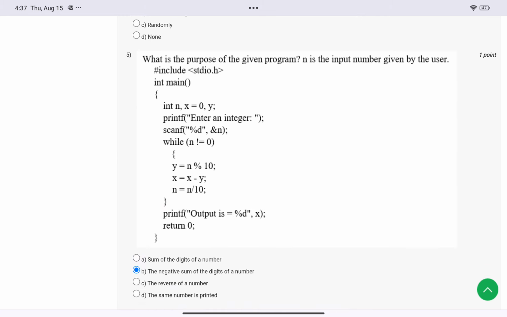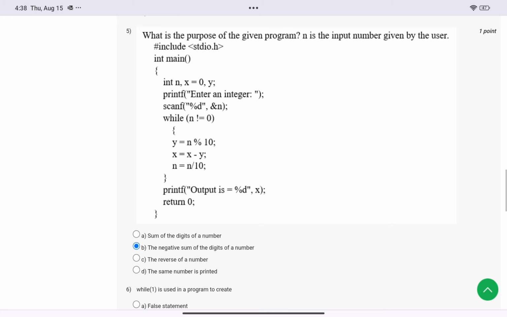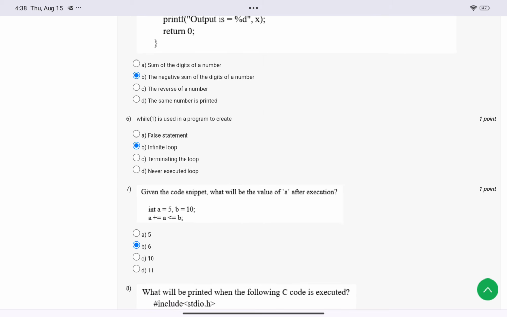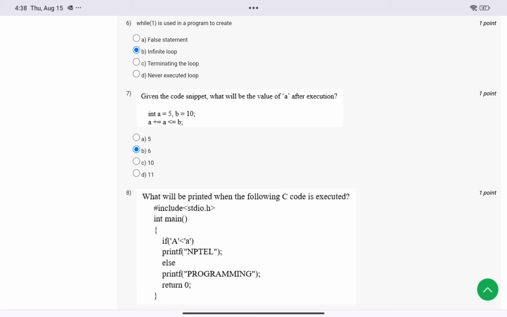Now the next program will check the sum of all the digits, and that is negative. Now next, while 1. While 1 means there is a signal, so that will be an infinite loop. Now question number 7, he is asking a is equal to 5, b is equal to 10, and a plus is equal to a is less than or equal to b. If you solve it, the answer will be 6.